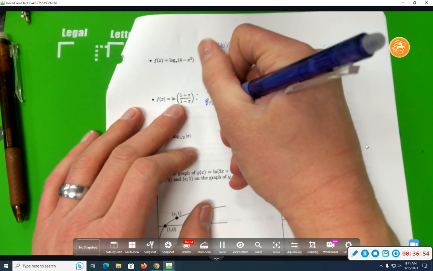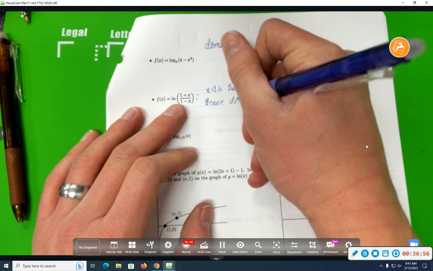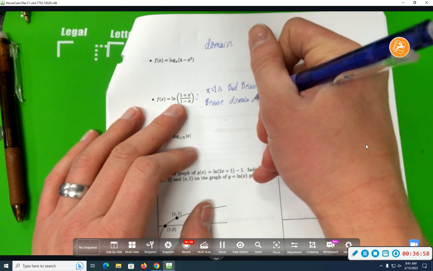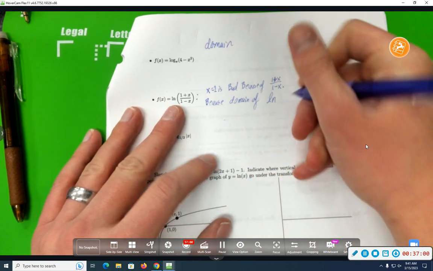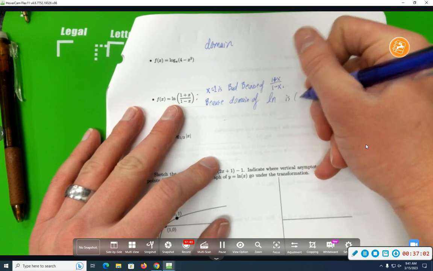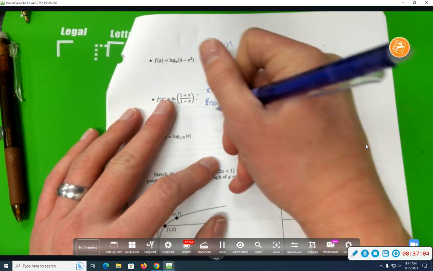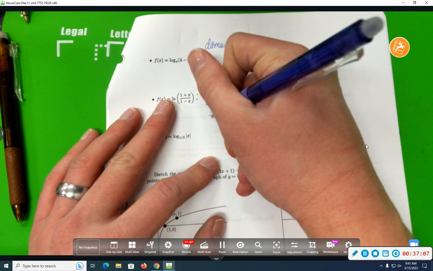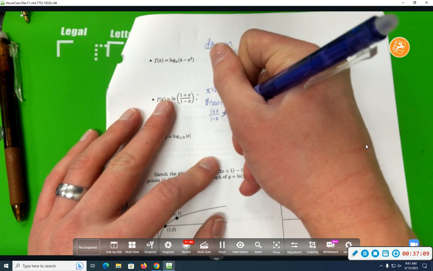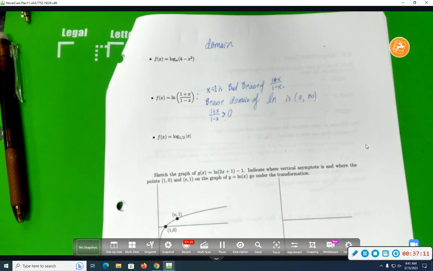So let's see, because the domain of any log, but natural log in particular, is 0 to infinity, (1 plus x) over (1 minus x) needs to be bigger than 0. This is now a slightly difficult inequality to solve. There's some minimal amount of complexity to it. So what strategy should we use to solve this inequality?